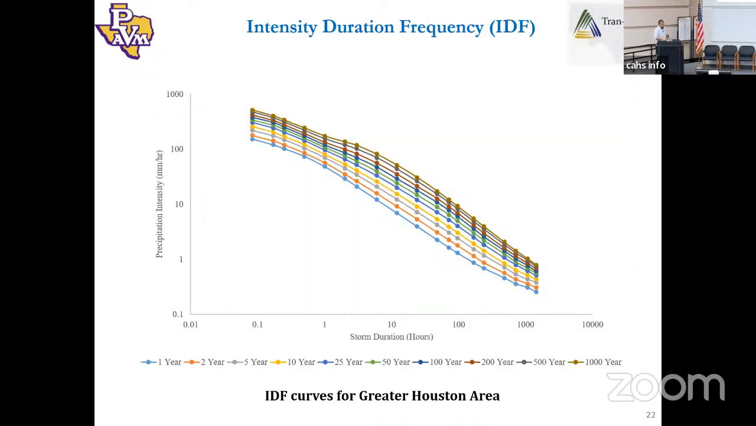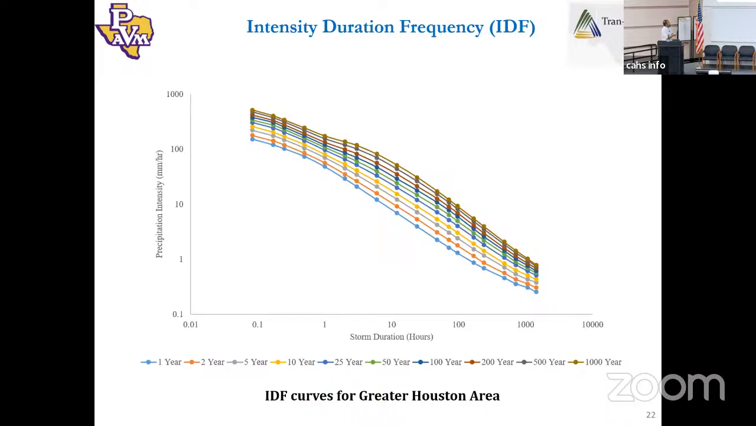Now, this is the IDF developed by our team, and this is the IDF data we incorporated in the numerical simulation in the GeoStudio package to investigate what will be the pattern of the slopes instability based on this. So if you look at this, we have a 1 year to almost 1,000 years IDF curve. Now, just I'm giving one example. So in the x-axis we have the storm duration, and in the y-axis we have the precipitation intensity.